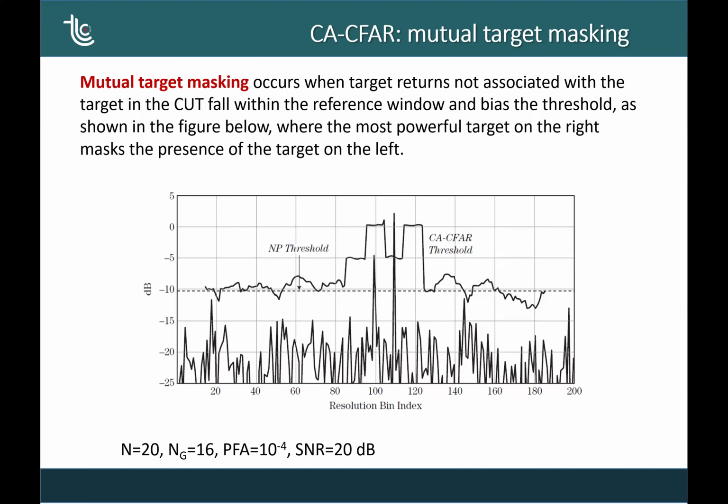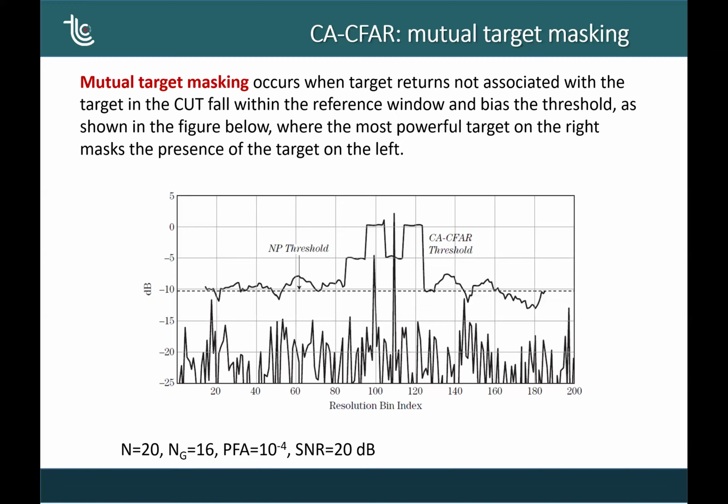But look, we have a strong target, and that is around position 109, 110. And then we have a weaker target in position 100, okay? So due to the presence of the strong target in 110, when we calculate the threshold in the cell under test 100, the threshold increases, see? And then the amplitude of the target is smaller than the threshold.